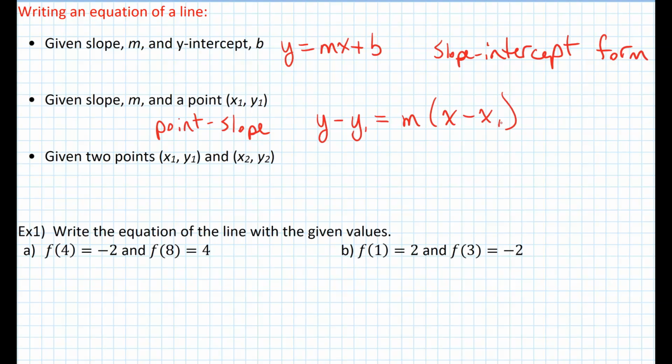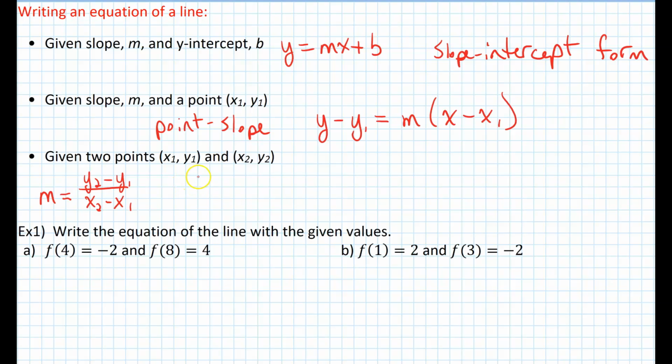Okay. The other situation is we could have 2 points that are given, and then we've got to put it into an equation. So if we have 2 points and we already know that it's going to form a line, what's the first thing we should find? Find the slope. All right. And so to find the slope, we can do y2 minus y1 over x2 minus x1. So again, change in y over change in x.